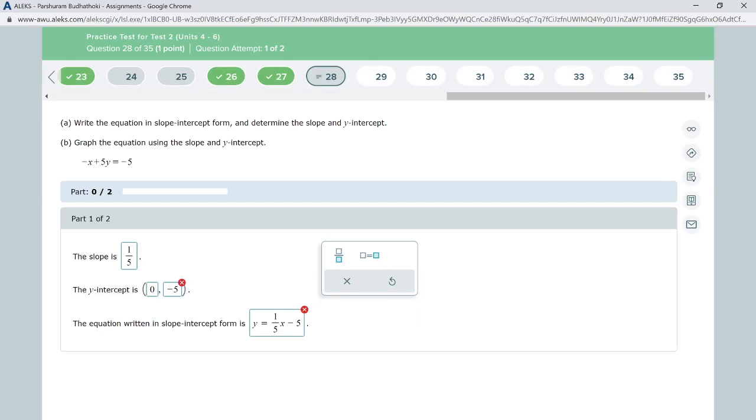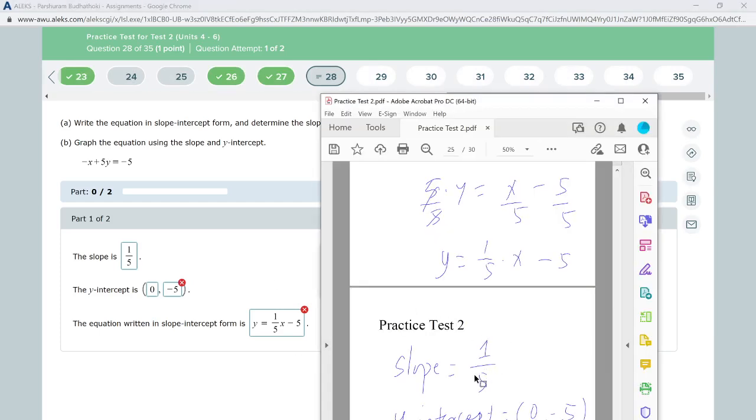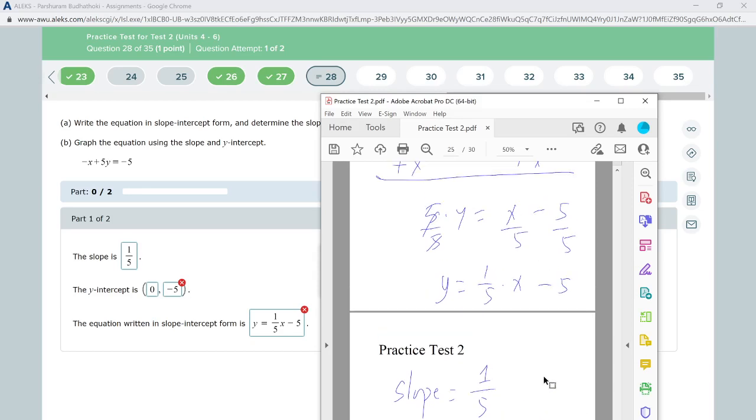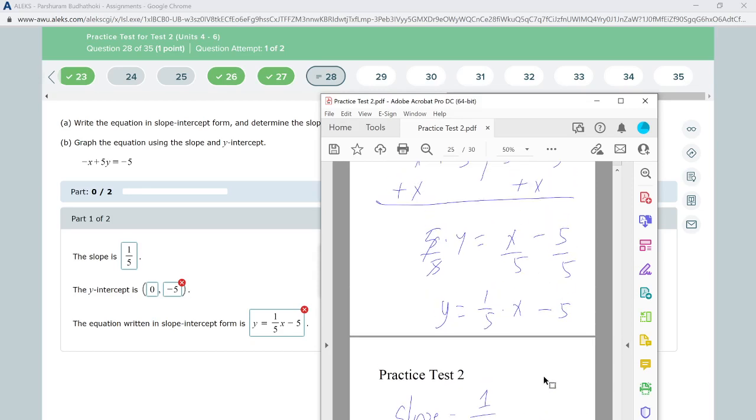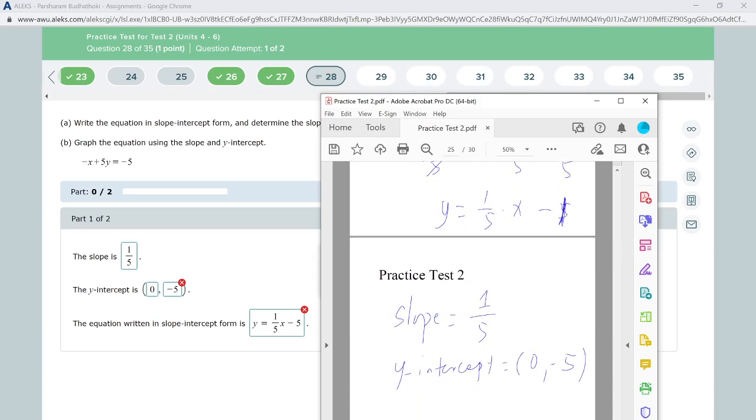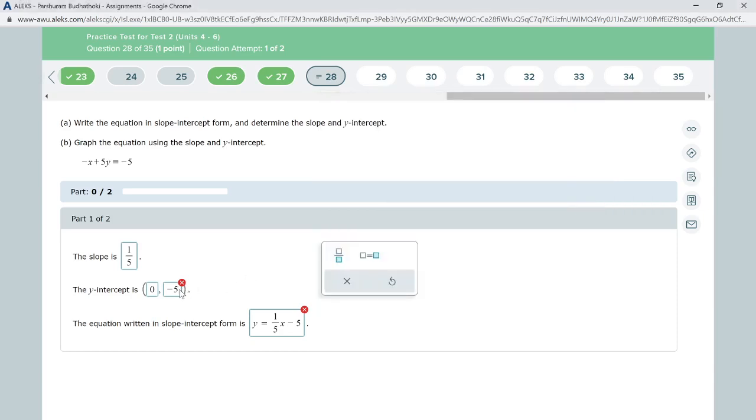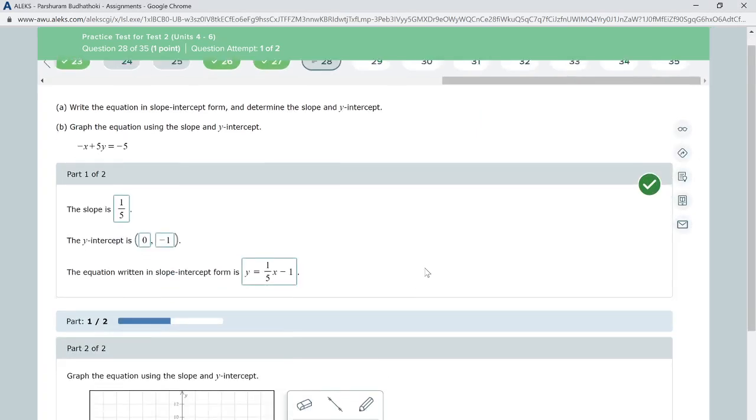What's wrong? Let me go back. The y-intercept is 0 comma negative 5. Did I do something wrong here? Oh, I missed that. When I divide 5 by 5, I just copied 5. It's supposed to be 1. So this is the mistake I made here. It's supposed to be negative 1. Very, very big mistake. Now that's right.